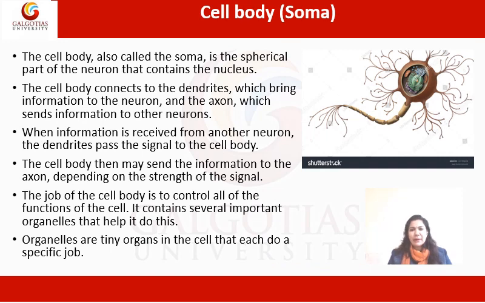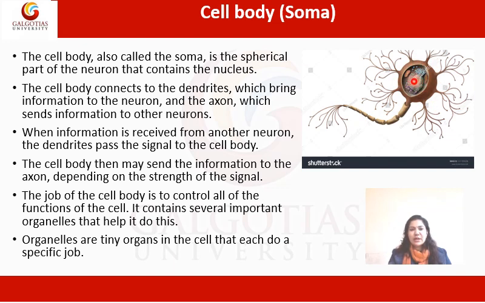The first main part of a neuron is the cell body. The cell body, also called the soma, is a spherical part of the neuron that contains the nucleus. Here in this diagram, you can see this spherical part which contains the nucleus.